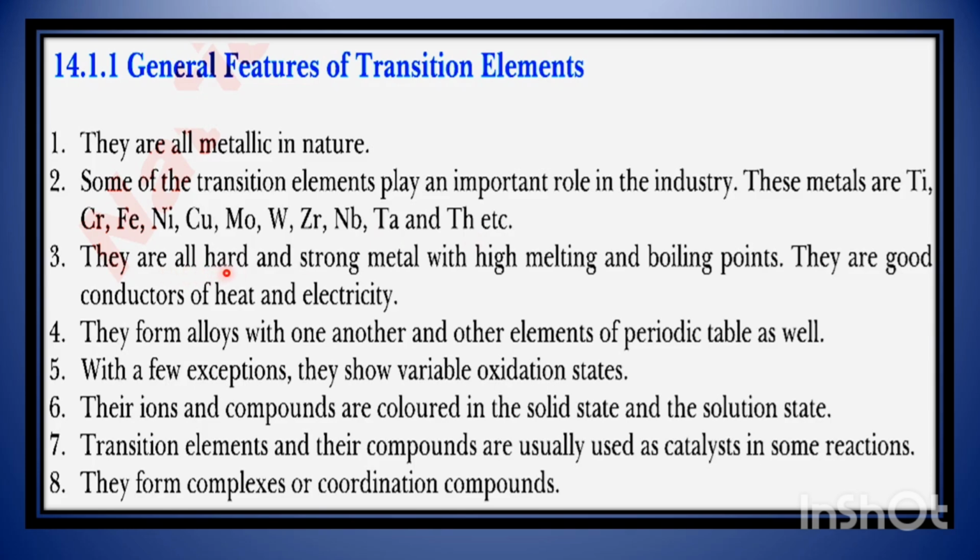They are all hard and strong metals with high melting and boiling points. They are good conductors of heat and electricity. They form alloys with one another and other elements of the periodic table. With a few exceptions, they show variable oxidation states. Their ions and compounds are colored in the solid state and in the solution state. Transition elements and their compounds are usually used as catalysts in some reactions, and they form complexes or coordination compounds. So students, these are some general features that we are going to study about the transition elements in this chapter.